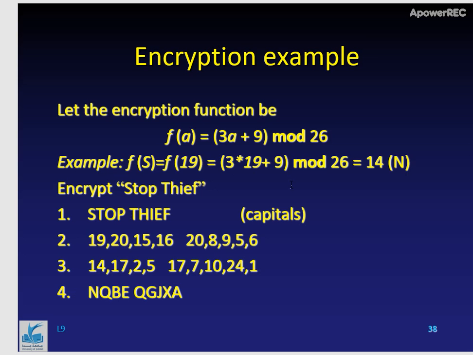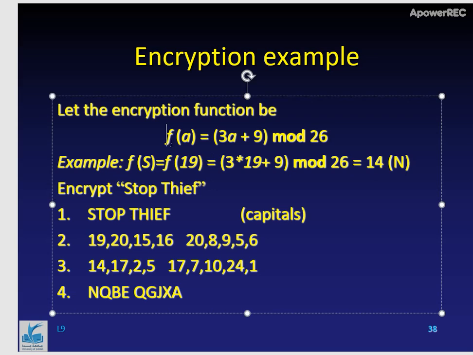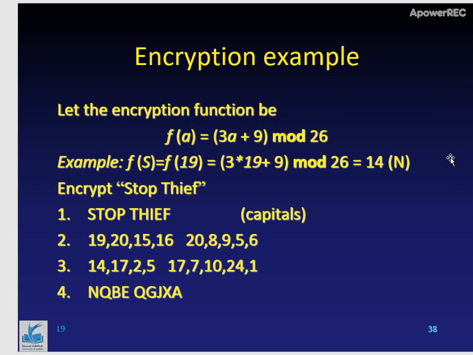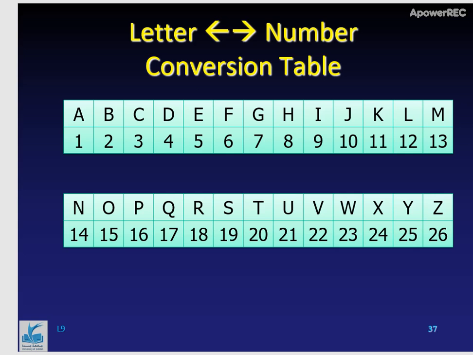Okay. So as an example here, we consider this modular arithmetic function as the transforming function for encryption. Okay. So how does this work? For example, if we have the letter S in our message, then this represents the number 19.